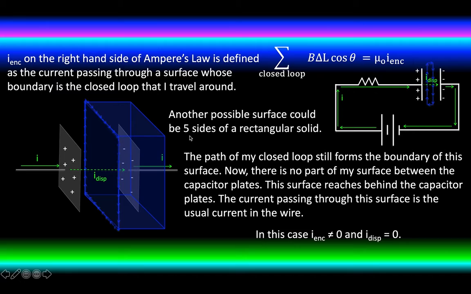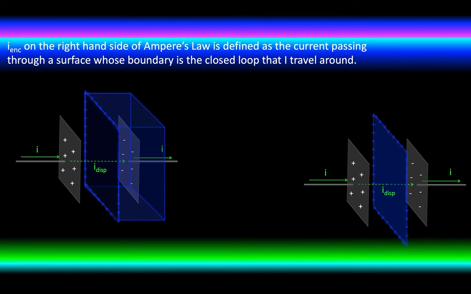The surface extends back and down through where the wire is. I have no displacement current passing through my surface because I never have an electric field. So I'll never have an electric field that's changing. I'll never have a changing electric flux. But I do have a traditional current now passing through this surface.